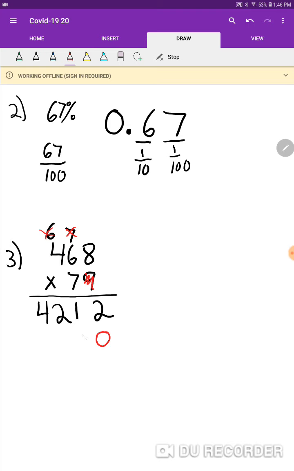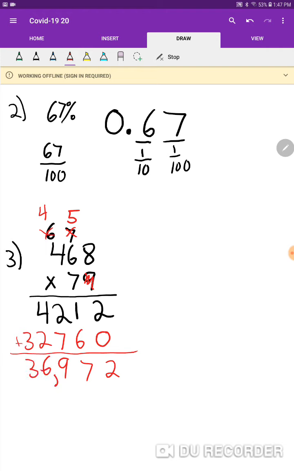7 times 8 is 56, carry it way up. 7 times 6 is 42, plus 5 is 47. My brain definitely isn't as sharp as I'm not doing this every day. 7 times 4 is 28, plus 4 is 32. Let's add it up. We get 36,972. I hope you're doing this on your proof paper and not just looking it up on a calculator. Got to make sure you can do the math, okay? We are on number 4.